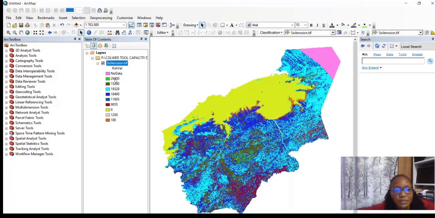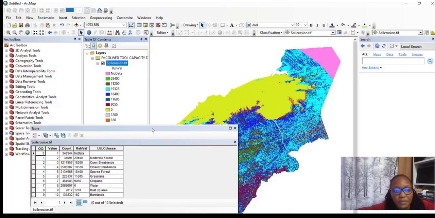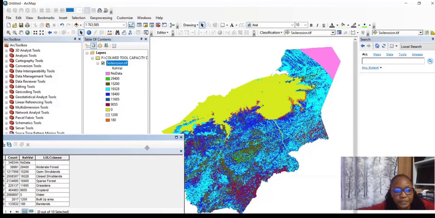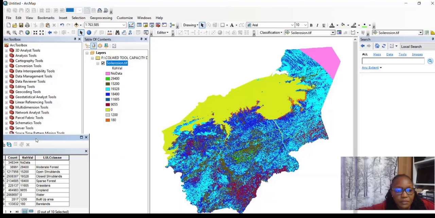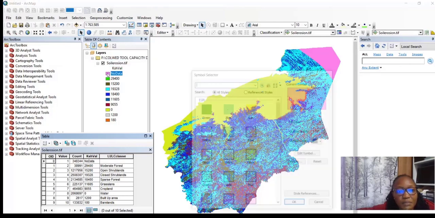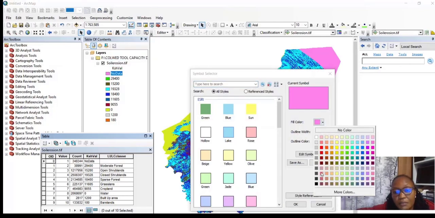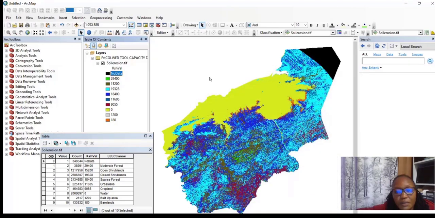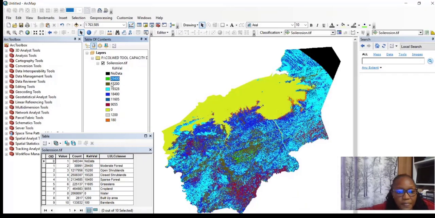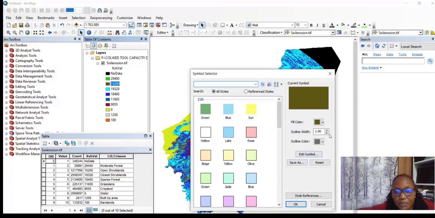We can try to at least change the colors based on the attribute table. The first figure there, 29,400, is from moderate forest. We have the no data, which we can put in black because it's not within our area of assessment. So we have moderate forest in green. The next one is open shrubland. We can put a brown color.